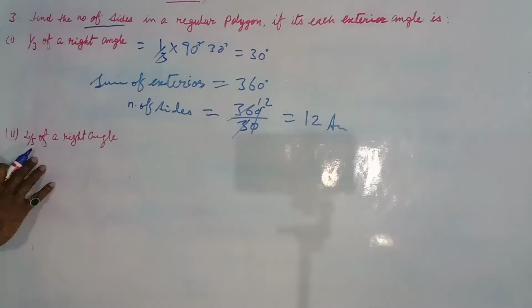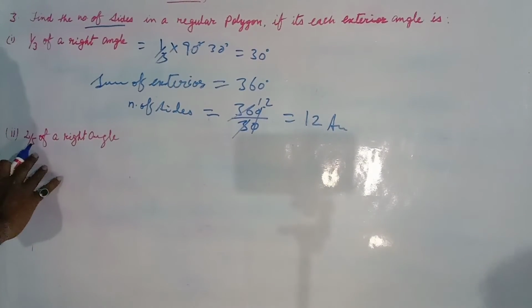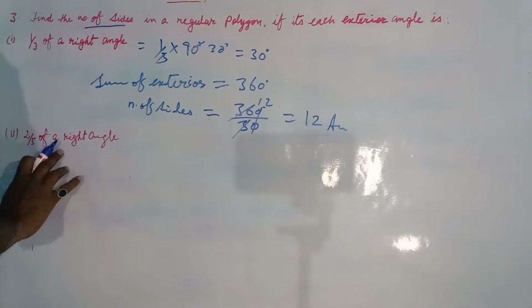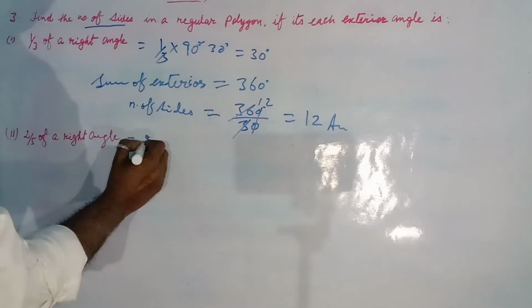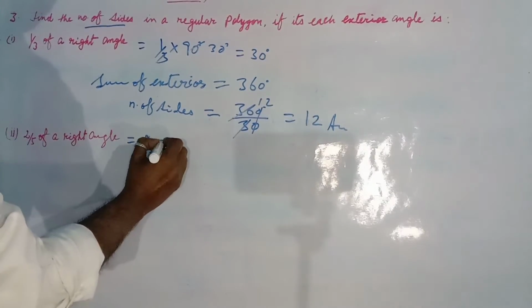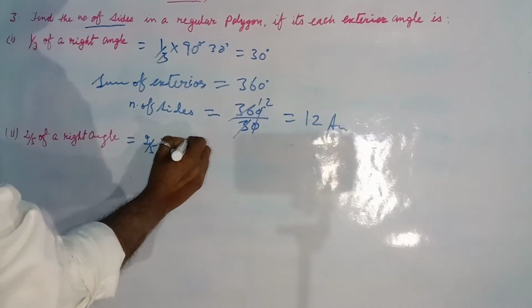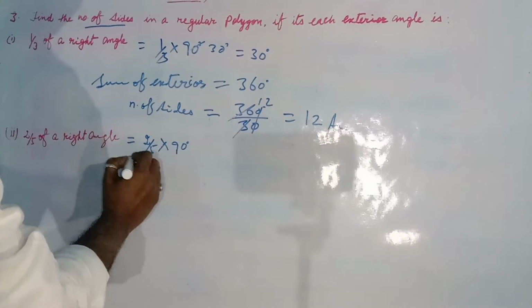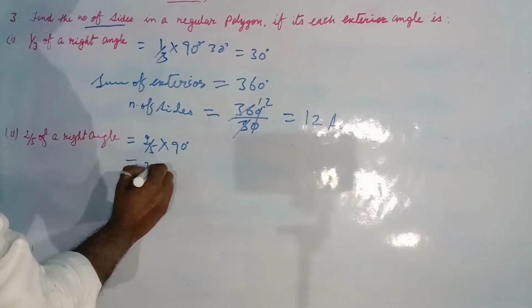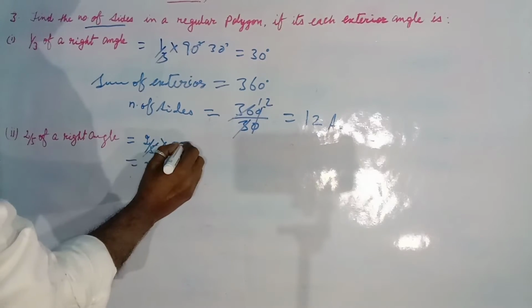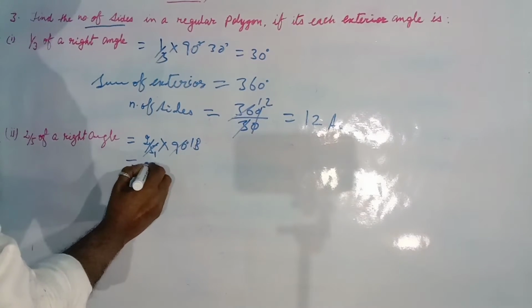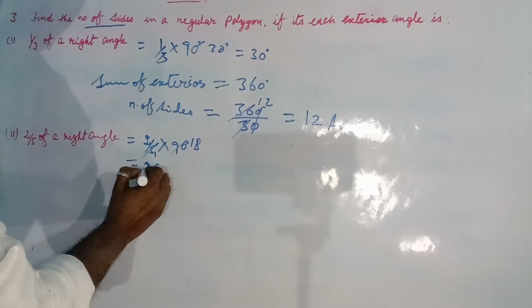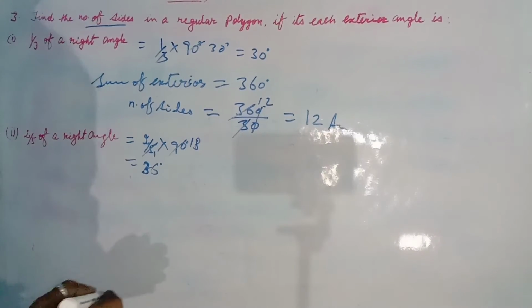Now we have the second one. The question is each exterior angle is 2 by 5 of a right angle. Then we will first find 2/5 of a right angle. Then 2/5 of means multiplication, and a right angle equals 90 degrees. Then 5 times 18 is 90, and 2 times 18 is 36. Then each exterior angle is 36 degrees.